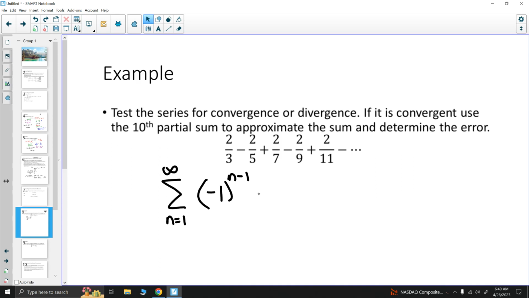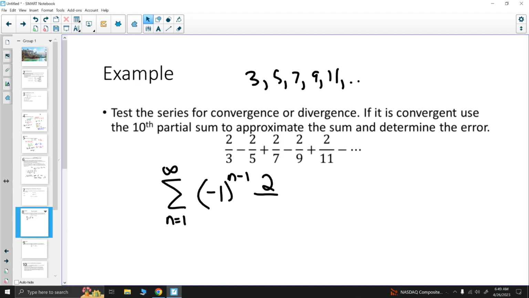Now let's talk about our b sub n. Now let's take a look at this. 2, 2, 2, 2, 2. So basically what I'm thinking is I'm breaking this down into parts. I'm just working on the top right now. And on top, it's always 2. So we know it's 2. Now on the bottom, it's changing. But 3, 5, 7, 9, 11, we recognize that this is itself a sequence.